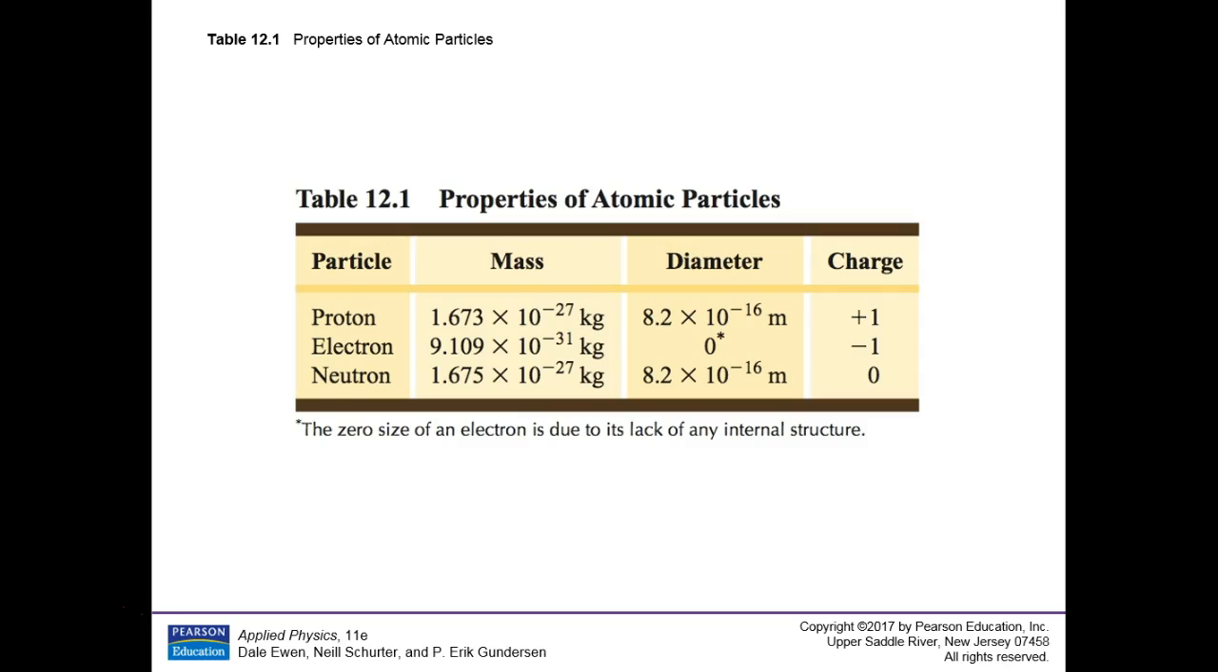It's that tiny. But the charge, positive charge here, negative charge there. Now, the size of an electron is zero due to the lack of any internal structure that we can measure. There's nothing to measure there. It has to have a little bit of size, but there's not enough that anyone can measure, yet. We don't have the capability.